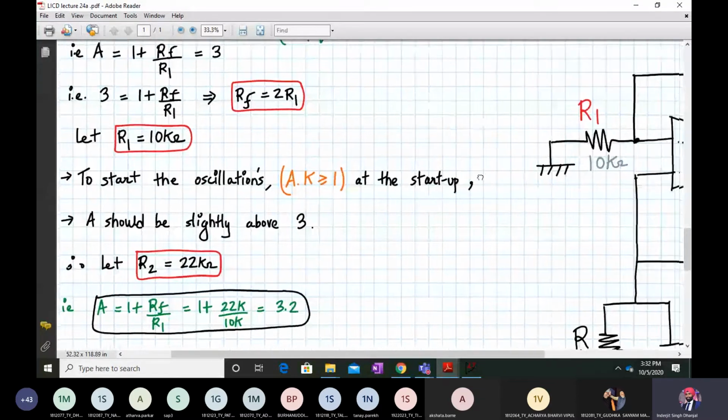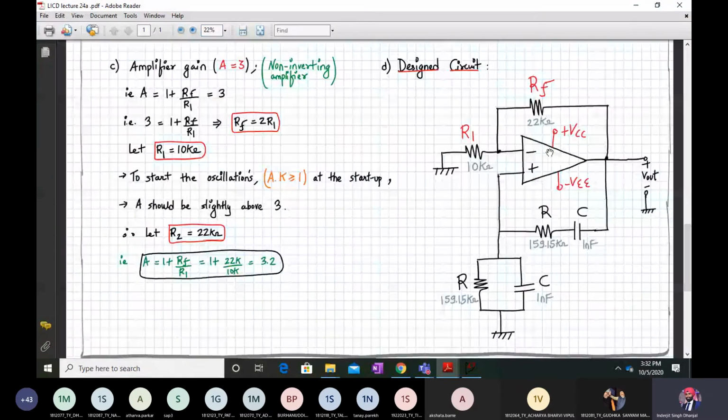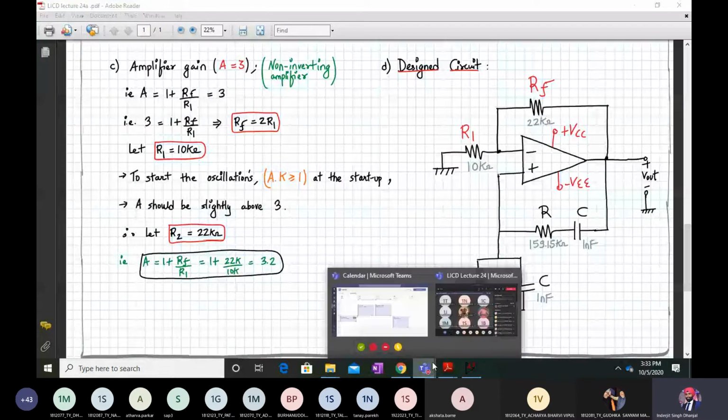Now the last step is to draw the designed circuit. Let me minimize this a little. Yeah, so this is my design circuit. Here is my op-amp. Rf value is 22k, R1 is 10 kilo ohm, R is 159.15 kilo ohm, C is 1 nanofarad, and here also R and C are 159 kilo ohm and 1 nanofarad.